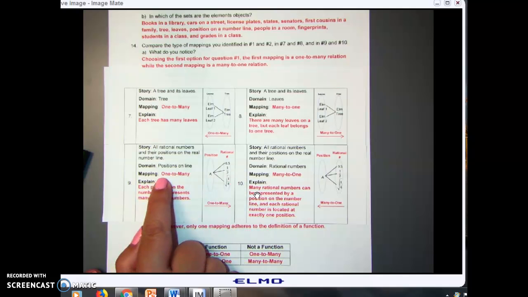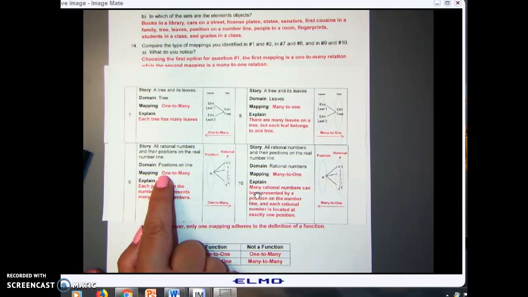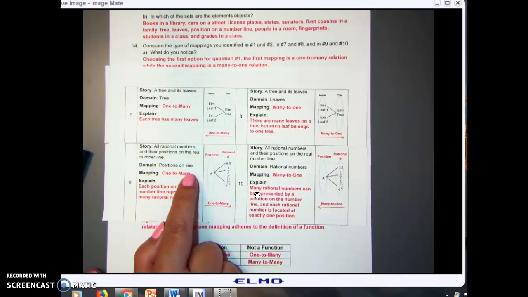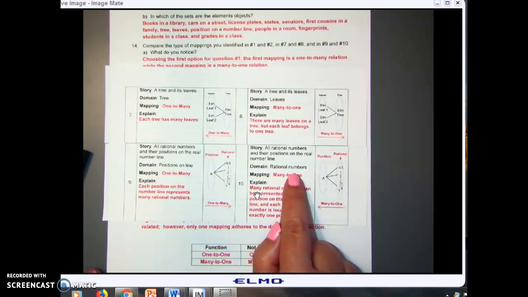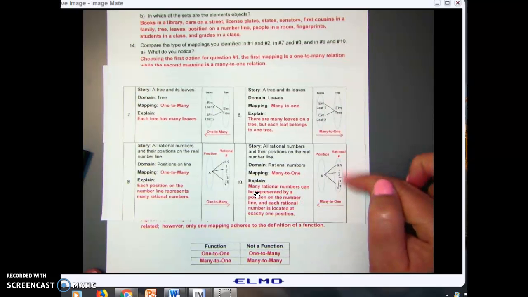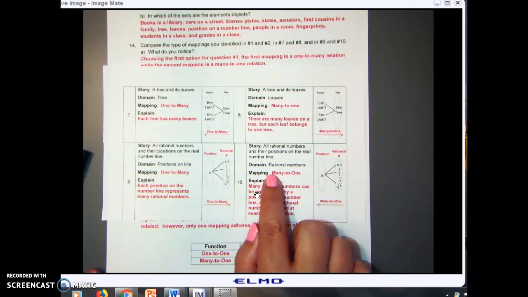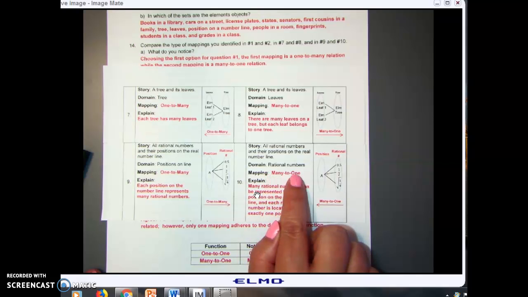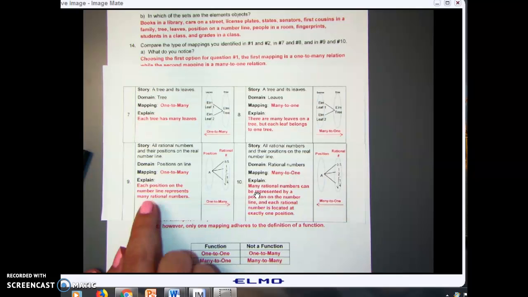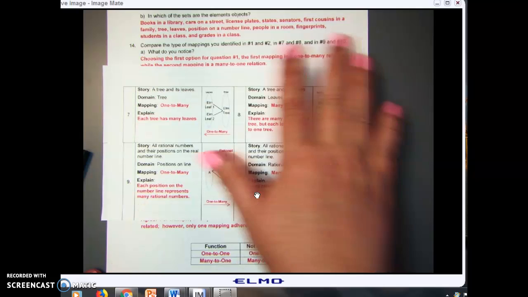And so in that case, the position is not a function because if I plug in the position in my calculator, it can't tell me all the rational numbers that belong at that position. Whereas if we have the rational numbers as our domain, that becomes many rational numbers belong to one position on the number line. So if I plug in one of the many rational numbers, it's going to tell me the one position that it has on the number line. So that one is a function. So again, it went from not being a function to being a function.